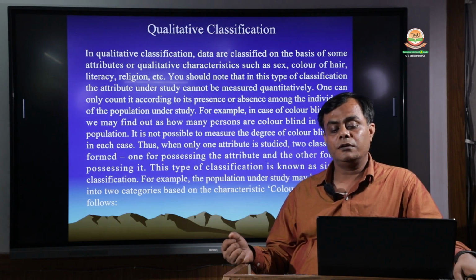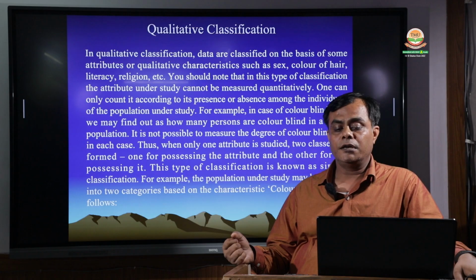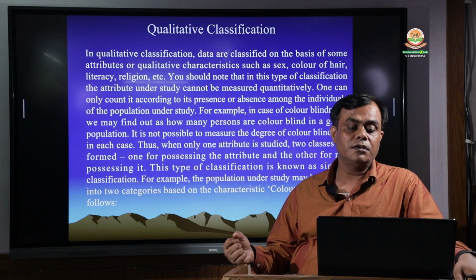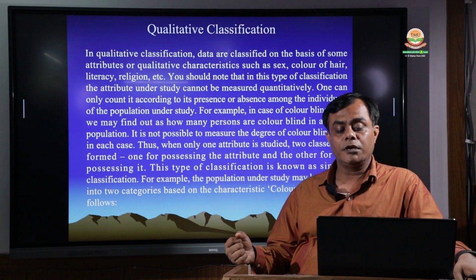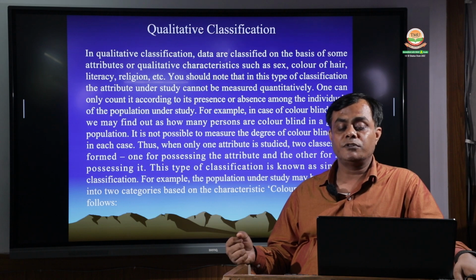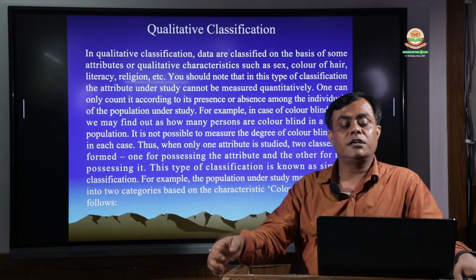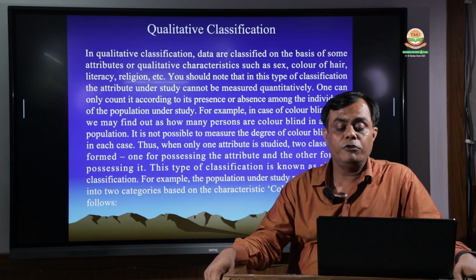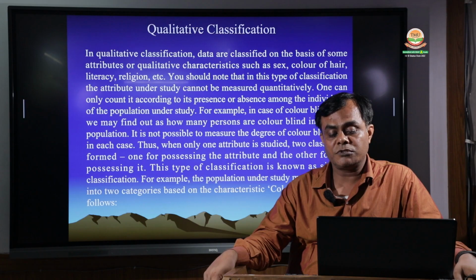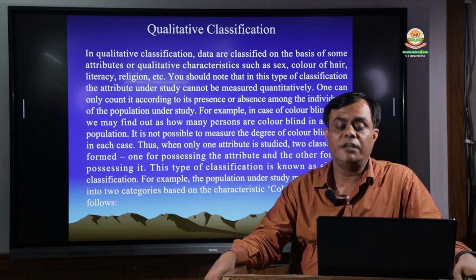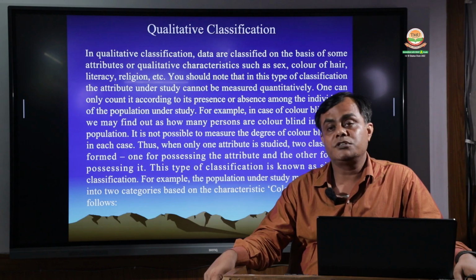You should note that in this type of classification, the attributes under study cannot be measured quantitatively. One can only count according to the presence or absence among the individuals of the population under study. For example, in the case of color blindness, we may find out how many persons are color blind in a given population. It is not possible to measure the degree of color blindness in each case.